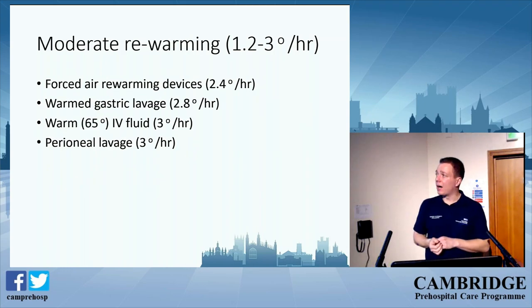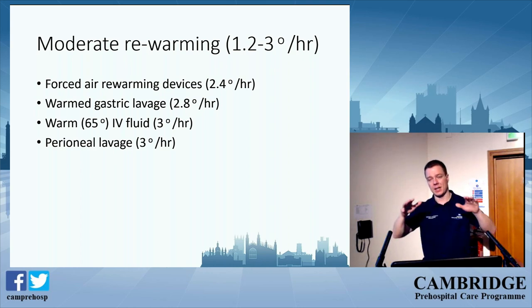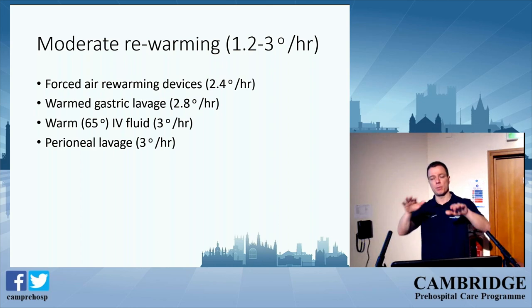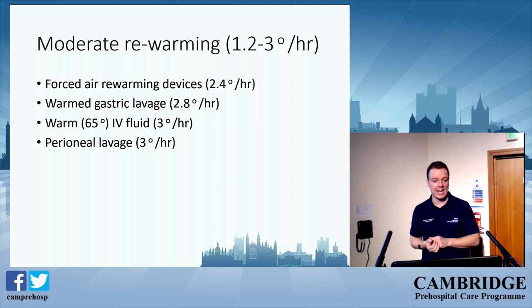So we're now into some other passive methods, and now some moderately invasive methods. So this is moderate rewarming, 2 to 3 degrees an hour: forced air rewarming devices like the Bair Hugger, which you'll probably see in the hospitals. That's that perforated sheet that goes over the top of you that has hot air blowing around you. And really that's around your convective heat losses, reducing them by putting a layer of hot air around you so you're not losing heat down that heat gradient.